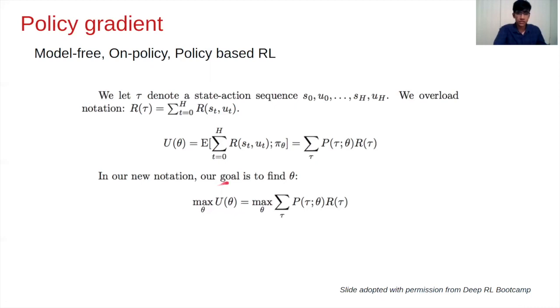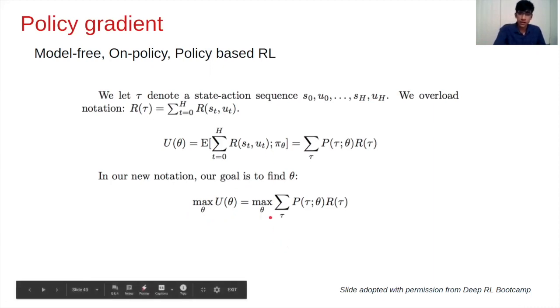So in our notation, our goal is to find theta. We want to maximize over theta. Theta is basically the parameter of your policy. Your policy will have some parameters, and you want to maximize over those parameters. These days, many people represent a policy as a neural network. So theta is, in that case, the parameters of the neural network. You want to find the particular theta that will maximize this objective.